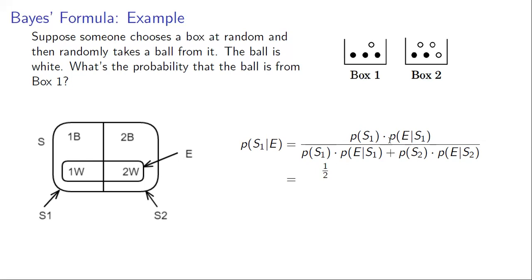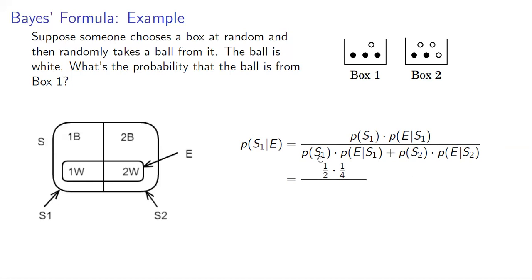Now we need to multiply that by the probability of E given S1. Suppose we know that the person chose box 1. We don't really know that, but suppose we do. What's the probability that the ball was white? Well, box 1 has only 1 white ball out of a total of 4. So the probability of E given S1 is 1/4.